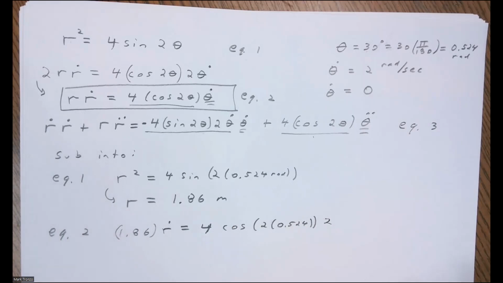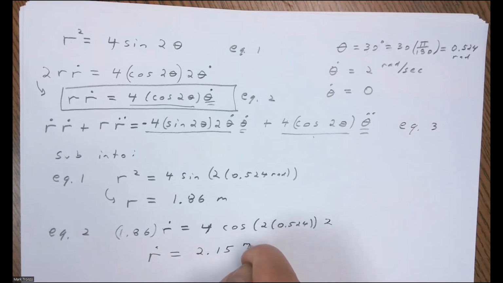And see if that all makes sense. Then solve for r dot. And when you do that, you get 2.15 meters per second.